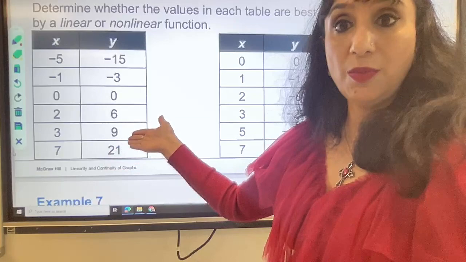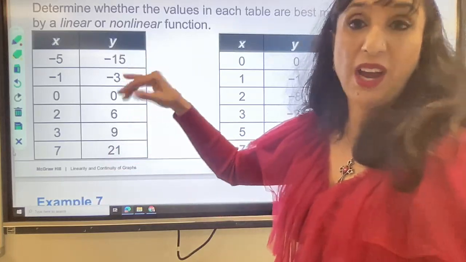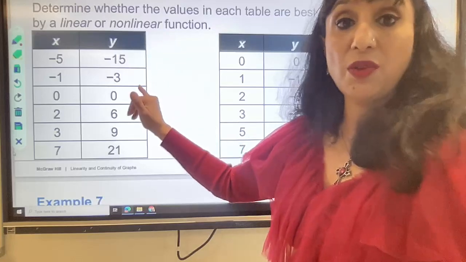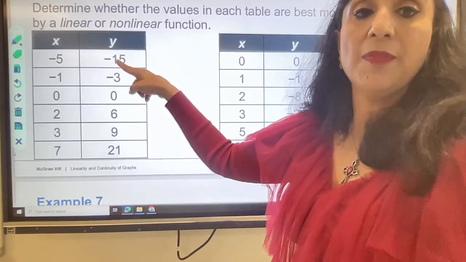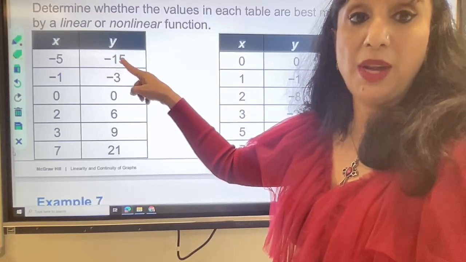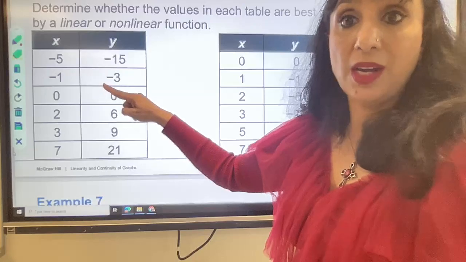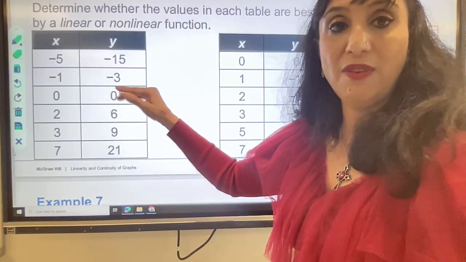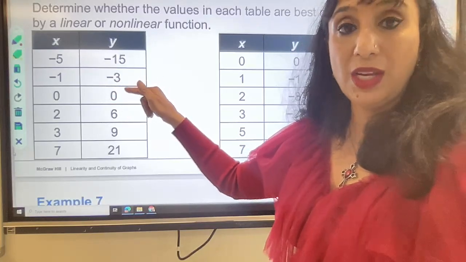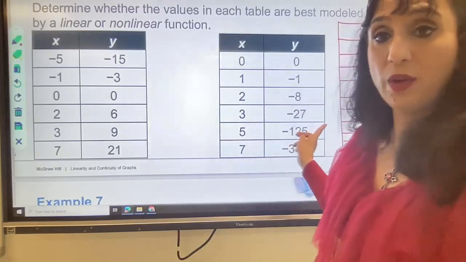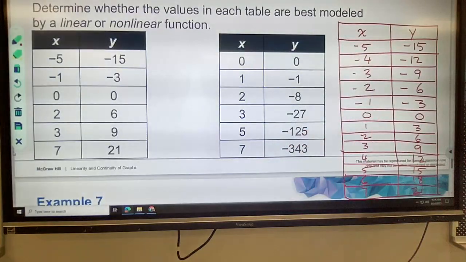So don't assume that it is jumping erratically from negative 15 to negative 3 and then to 0 and then 6, because look what's missing on x. From negative 5, it has gone to negative 1. So you need to understand that we have negative 4, negative 3, negative 2, all that in between. So I've just drawn out a table really quick to show you what I mean.